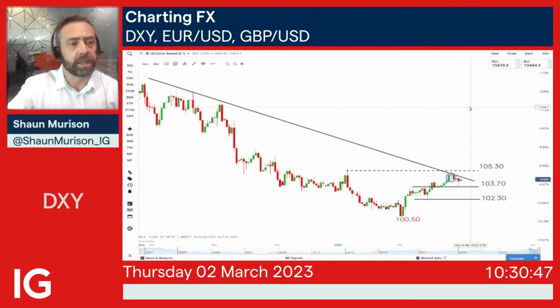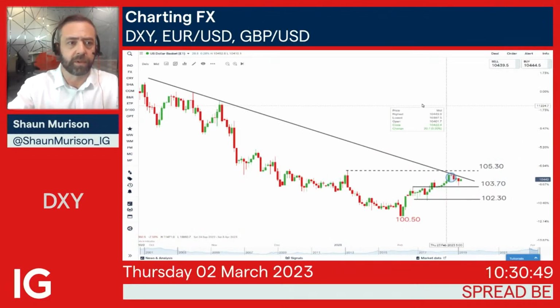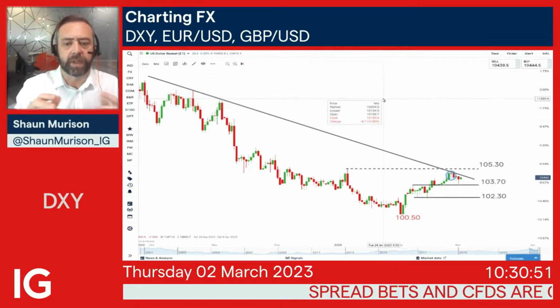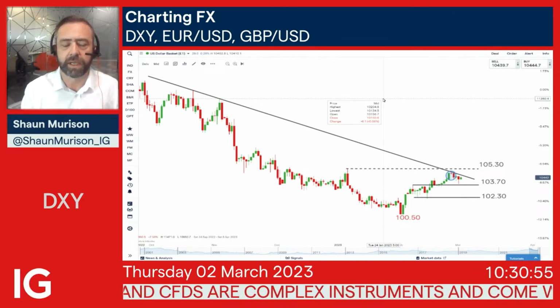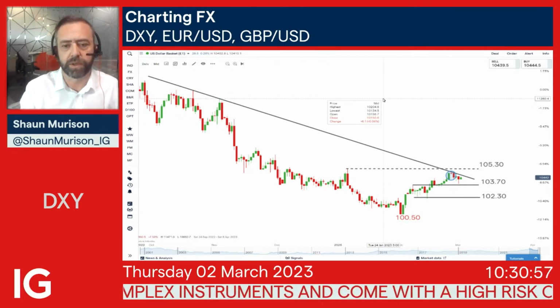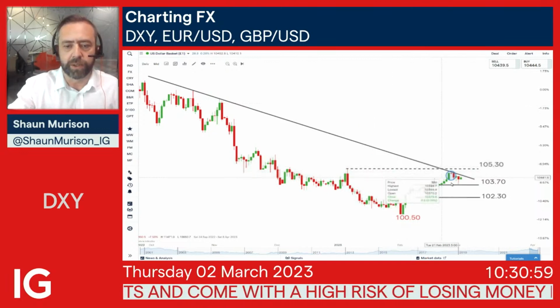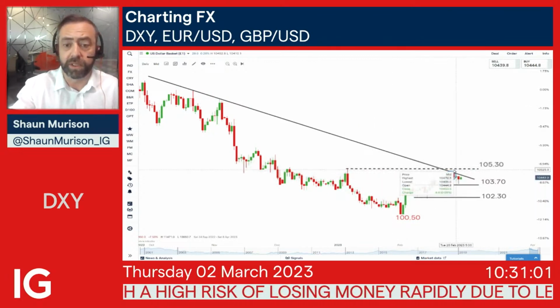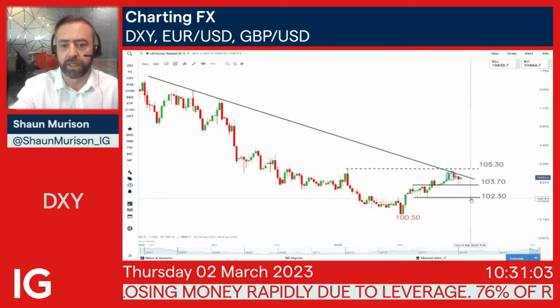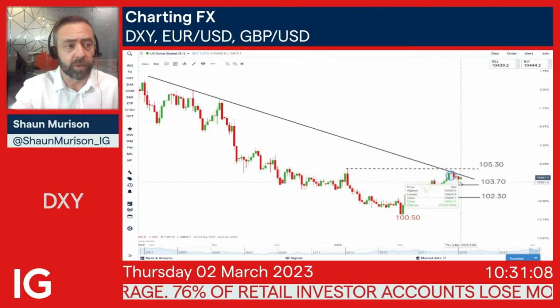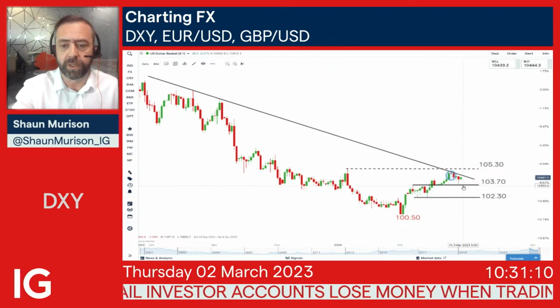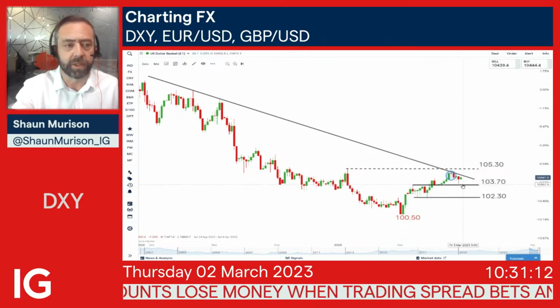Starting with the US dollar, that downtrend is still in place, although we have seen a rally from oversold territory take us to trendline resistance. So quite a strong rally. We've had a bit of a bearish reversal here, and the suggestion is that maybe we could see a continuation of that downside. At this point in time, it could be more of a consolidation between 103.70 and 105.30.